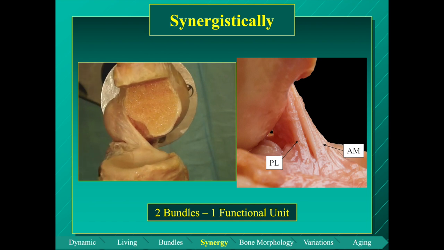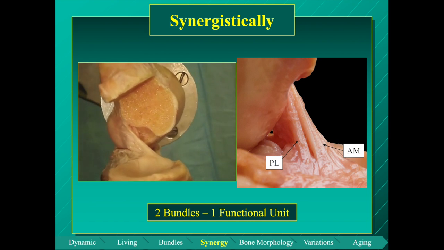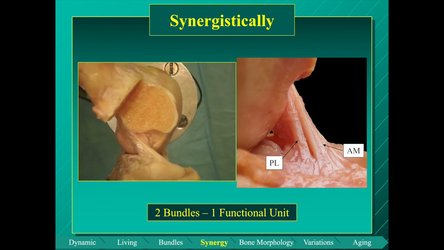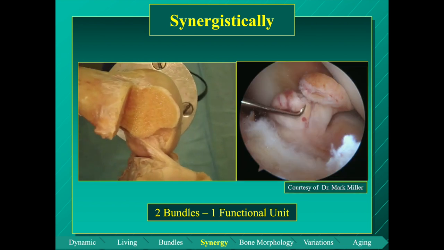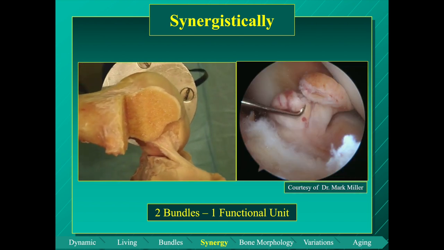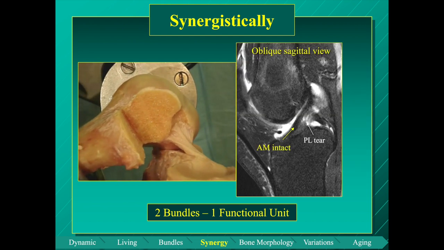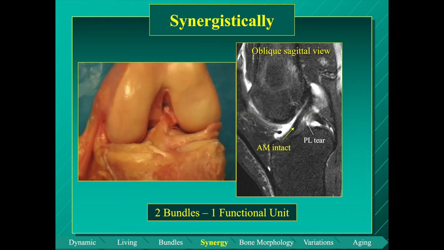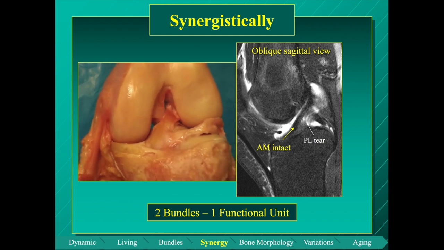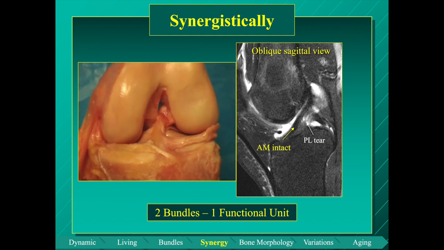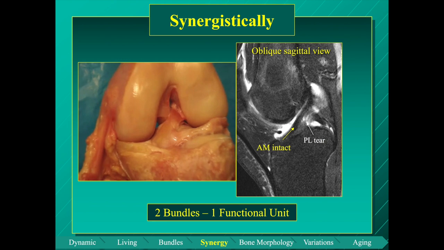Biomechanical examination of this anatomy shows changes in orientation with differing degrees of knee flexion. The fibers of the ACL work synergistically to provide anteroposterior and rotational stability of the knee. 5 to 8% of the time, we see single bundle ACL tears. Here, the AM bundle is intact while the PL is torn.